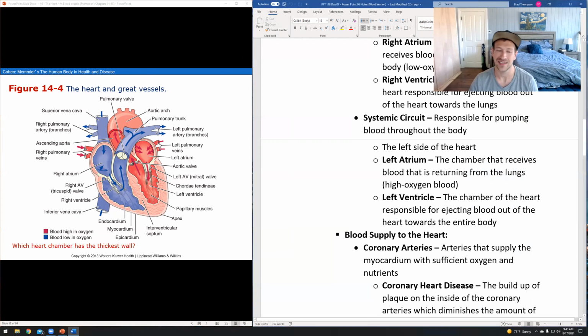So anyway, there's my little rant. There's my little soapbox. I'm off of it. But yes, get those chambers memorized. Honestly, think of it like 4 boxes. That's the easiest way to remember this. You guys know me, I can't draw to save my life.